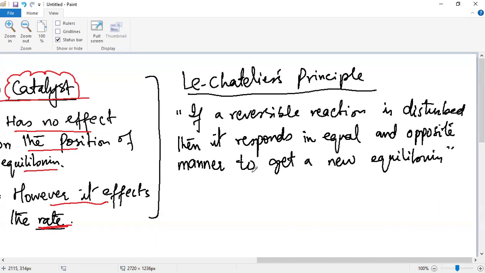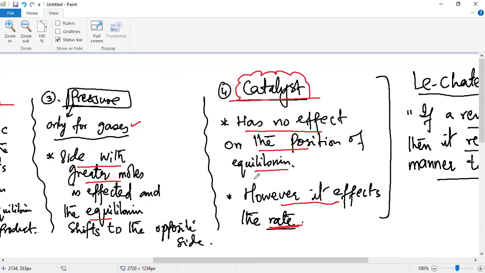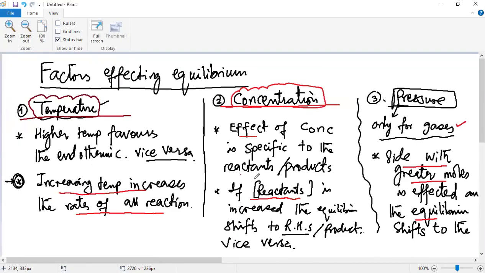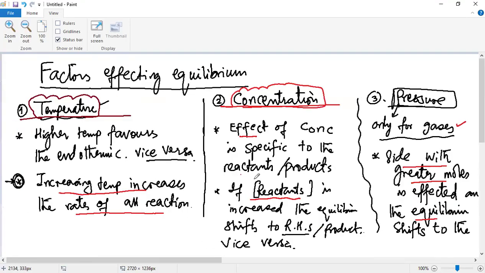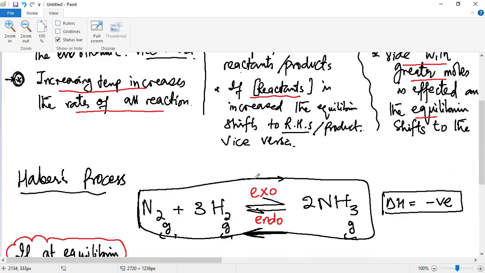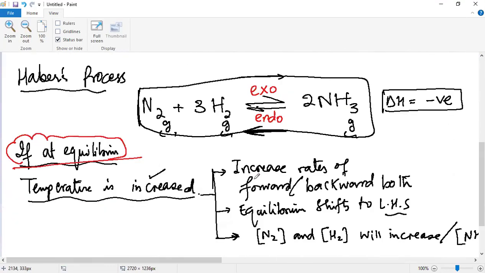This is Le Chatelier's principle: if you disturb a reversible reaction at equilibrium, it would respond in equal and opposite manner so that it could get its equilibrium back. So all these factors that I listed initially, main points, temperature, concentration, pressure, catalyst, were explained by the scientist Le Chatelier. So over here, I've explained Haber's reaction and the temperature's effect on the equilibrium of this.